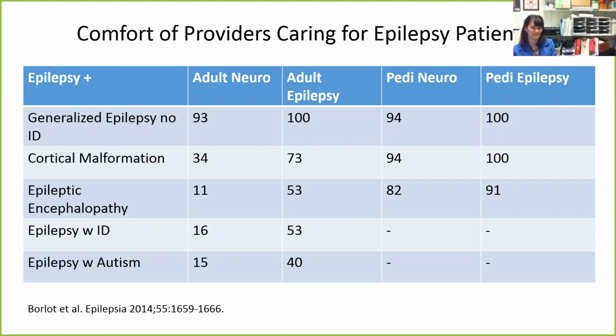And then once you get down to intellectual disability or autism, I think the numbers really stand out here, that very few really feel comfortable taking care of that population, so making it very hard to transfer care.